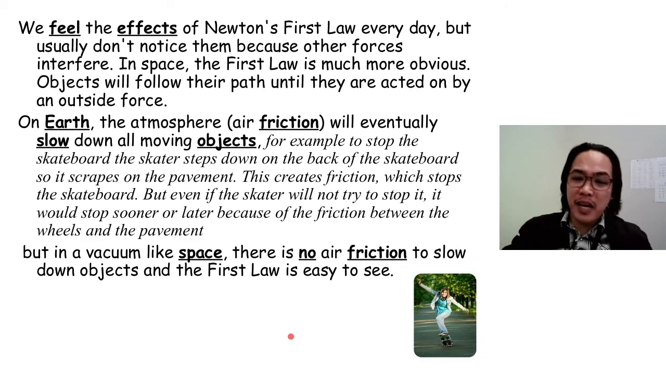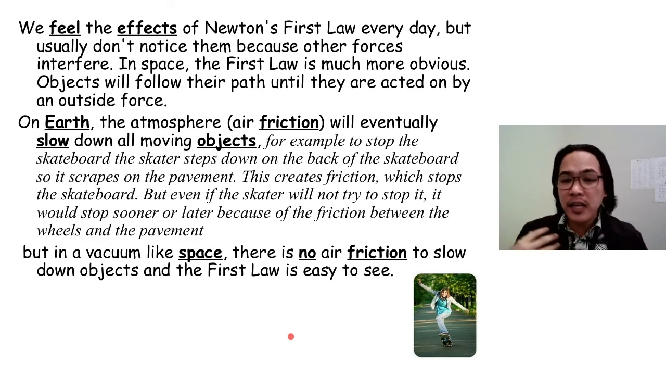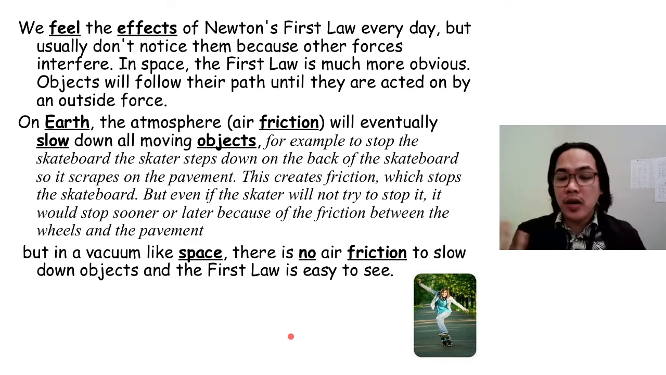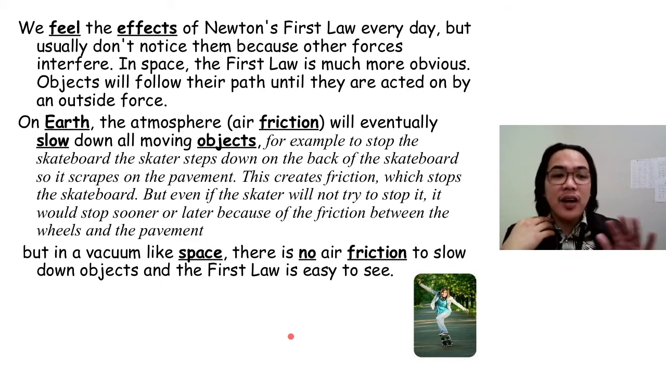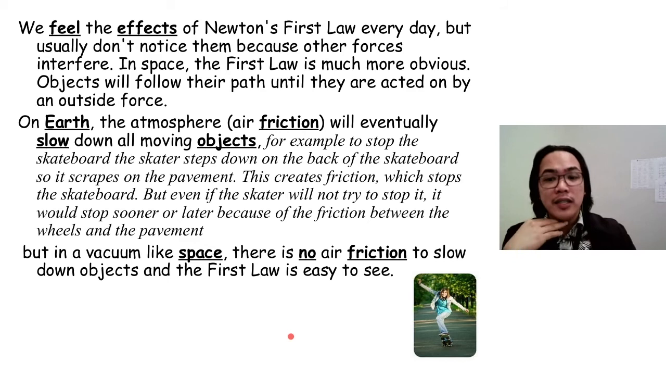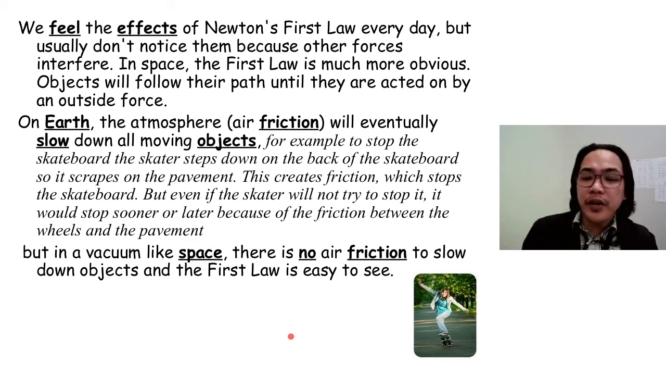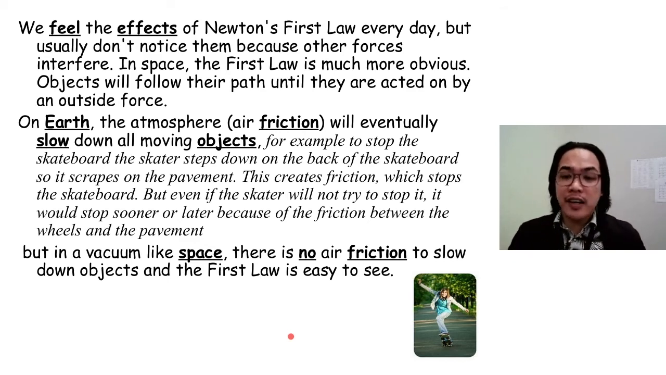That's why in space, the celestial bodies are moving at a constant speed, constant motion, constant direction, because there are no other forces acting on them. There are no unbalanced forces acting on them. So you can really see that the object is continuously moving at a constant speed. However, on Earth, the atmosphere itself has air friction, so it will eventually slow down all moving objects.